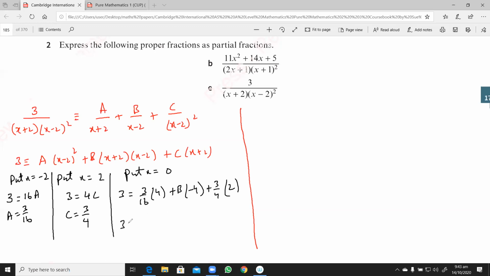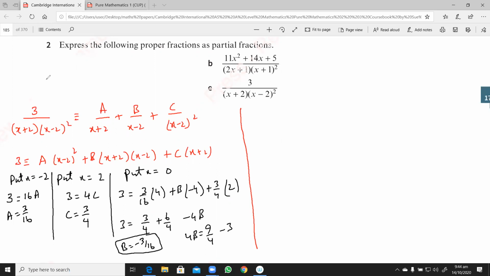Okay, quickly tell me, this is going to be 3 over 4 plus 6 over 4 minus 4b. This is 9 over 4. So 4b is 9 over 4 minus 3. This is 12 and this is 9 minus 12 is minus 3. So your b is minus 3 over 16. Okay?